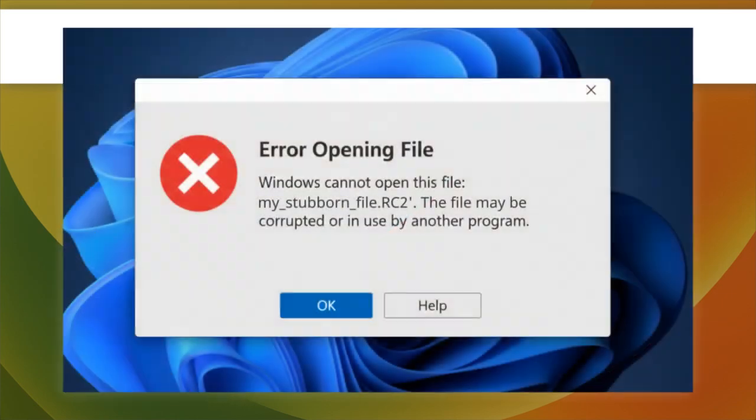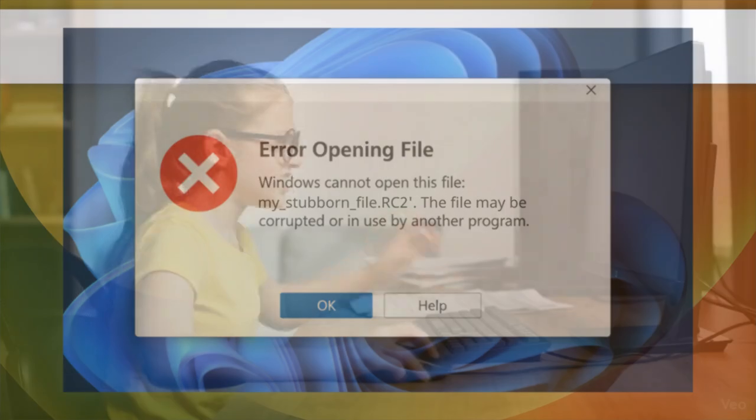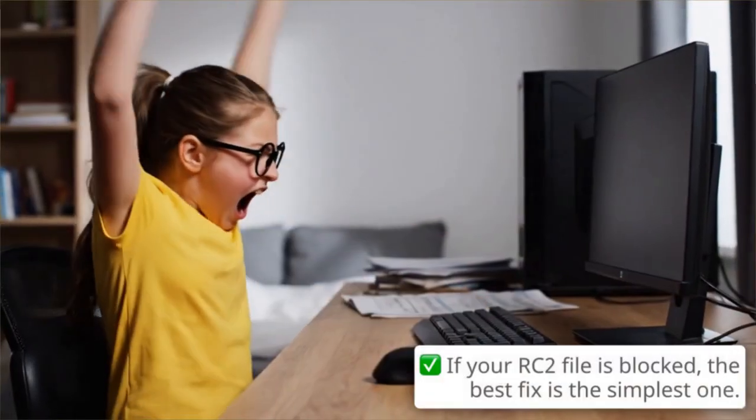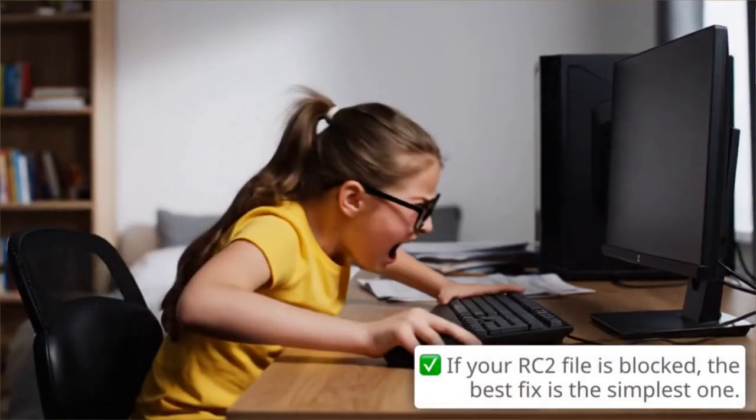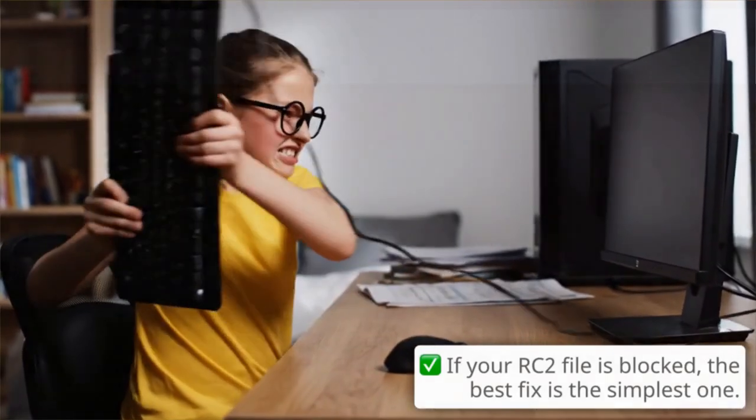If your RC2 file will not open yet, do not panic. The failure of the file is predictable. Here are the most common technical reasons this specific RC2 error occurs on most Windows systems.